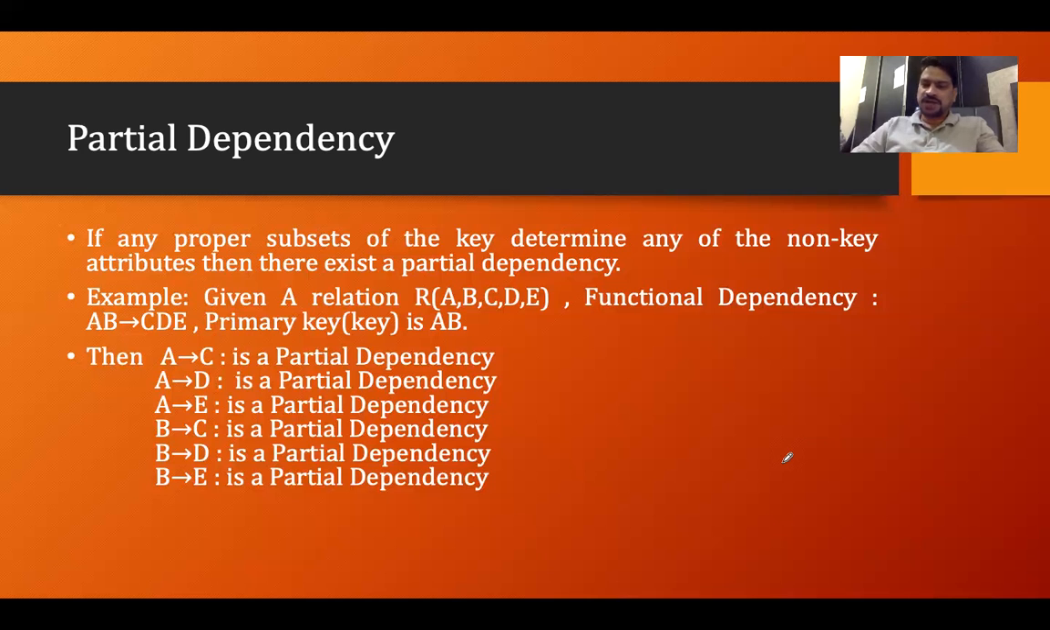What do you mean by partial dependency? It says that if any proper subset of a key determines any of the non-key attributes, then there exists a partial functional dependency. Any proper subset of a key means a part of the key. If a part of the key is determining any non-key, then there exists a partial functional dependency. Do you get it? I'll repeat it again.